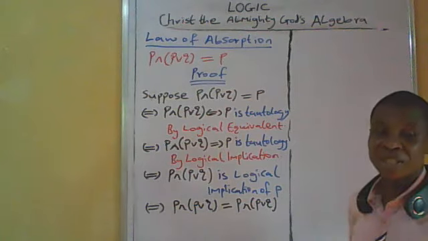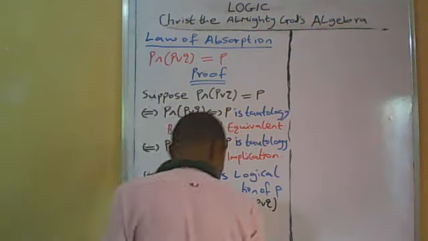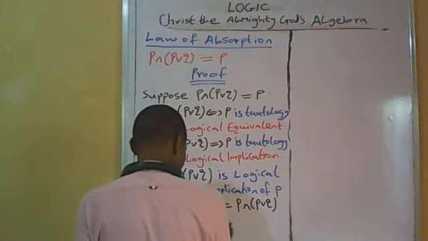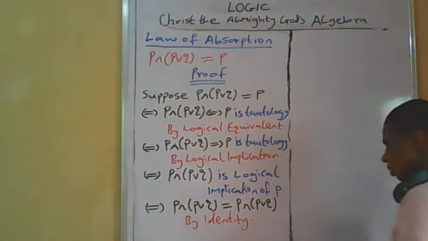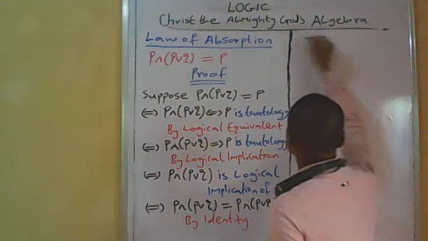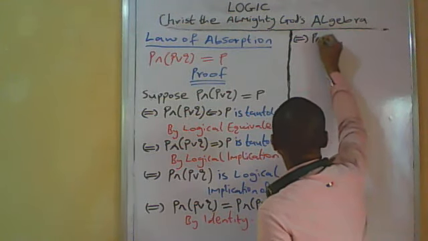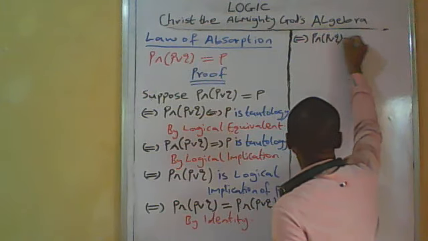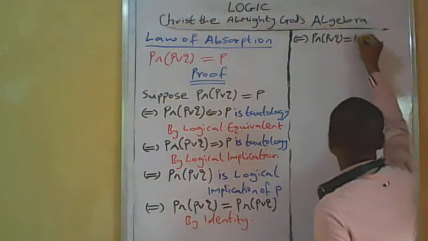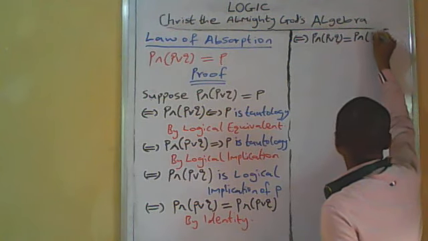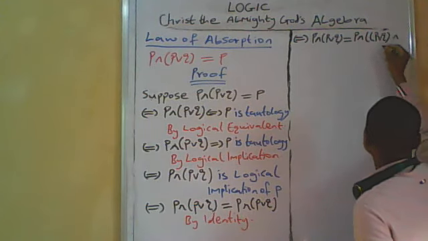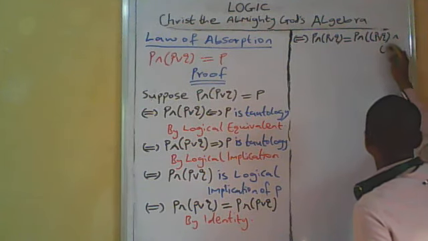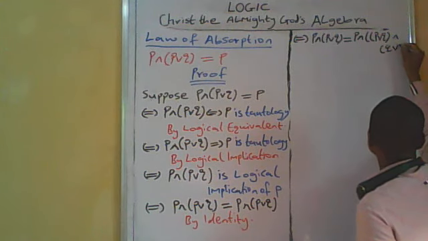So being justified by identity, that means the sameness: P and bracket P or Q is equal to P and bracket P or Q, if and only if P and bracket P or Q is equal to P and bracket P, bracket not Q or not Q.